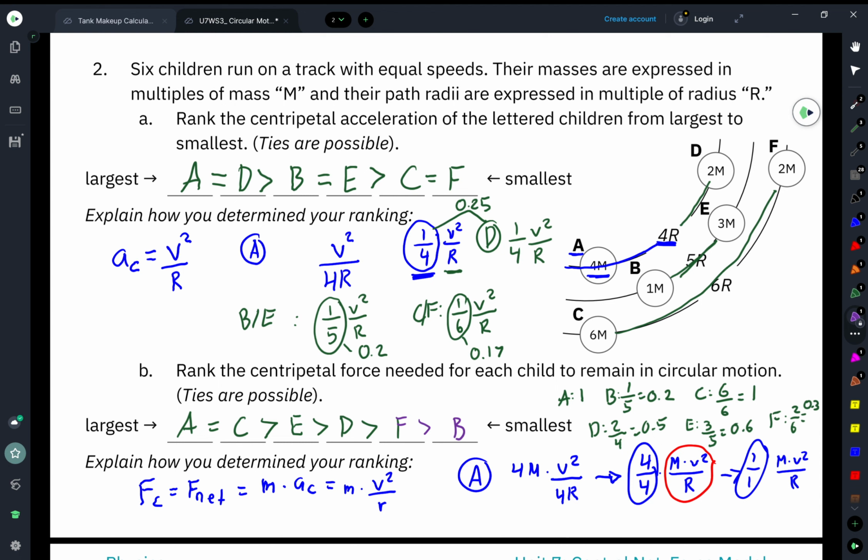But anyway, this is how we're going to solve all of problem 2, part A, and part B.